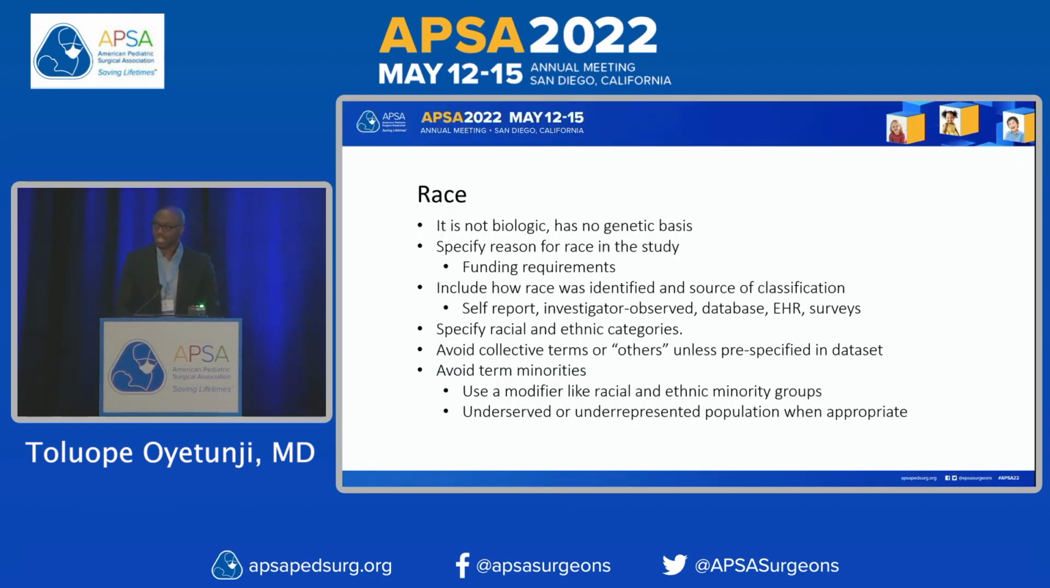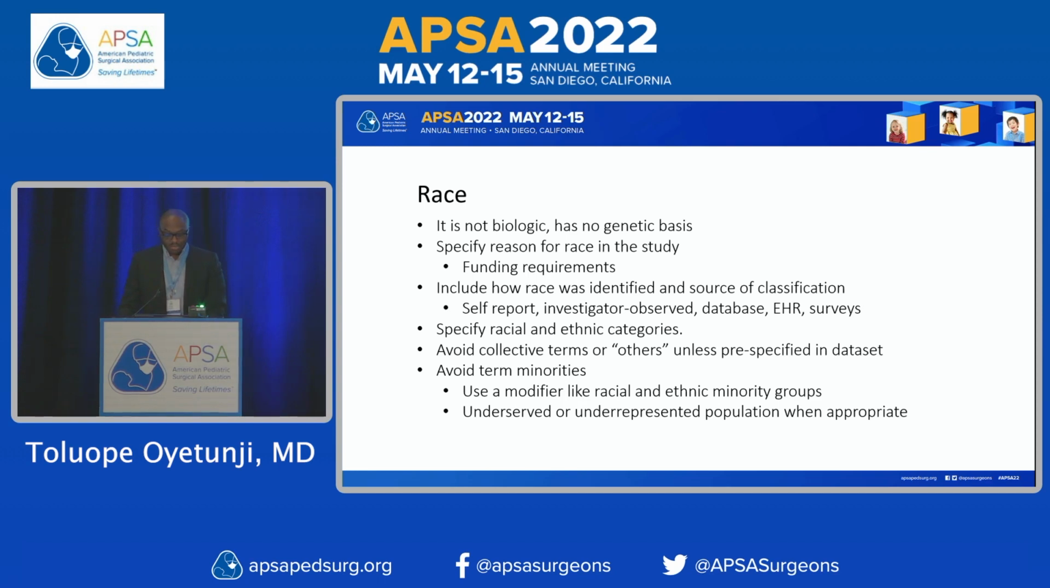So I'll start off by saying that race, again, as we've heard, is not biologic and there's no genetic basis for it. And when we do study race in any research we're doing, we should attempt to specify the reason for race in that study, not just for convenience, even if it involves funding requirements. It is important to include how race was identified and the source of the identification, whether it's by self-report or investigator observed or from the electronic medical record.